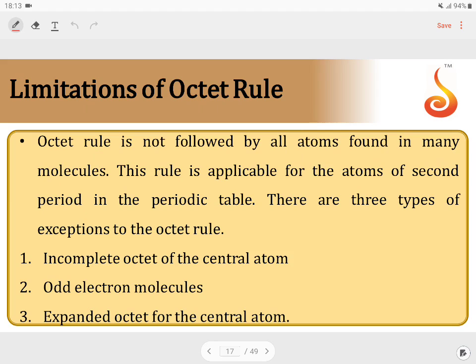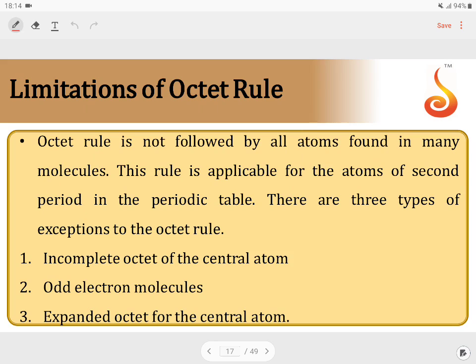What are the limitations? We studied the octet rule for different compounds. What are the limitations of this octet rule? We said that elements form a compound because they want to attain 8 electrons in their valence shell. To attain 8 electrons, they can either share the electron or completely transfer it. They can give away the electron or take the electron. So that's about the octet rule.